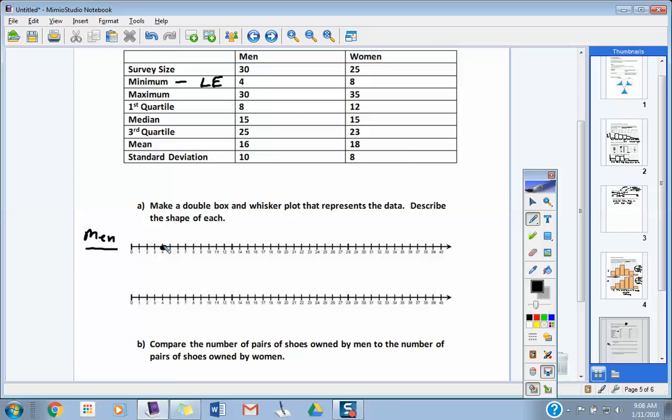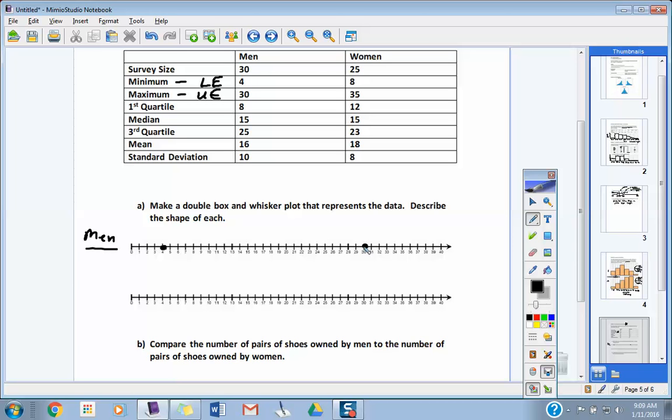How about the first quartile? I'm sorry. What was the maximum for men? I should back up. I missed that. 30. So the upper extreme, we're going to plot 30. So it's right here. Can you guys, is that showing up okay on your paper? Okay, so plot the extremes.